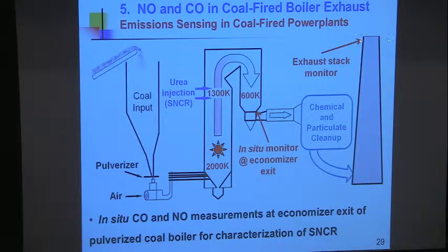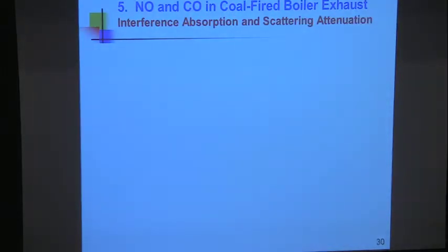What they were doing is they typically monitor way up here, and that's how they show that they meet the regulations, and the regulations are based upon this. What's the potential? They really were interested in CO and NO, the idea being that if we could make measurements somewhere, they might be able to optimize this combustor in a way that would minimize the CO and the NO. So we were targeted at the CO and NO.